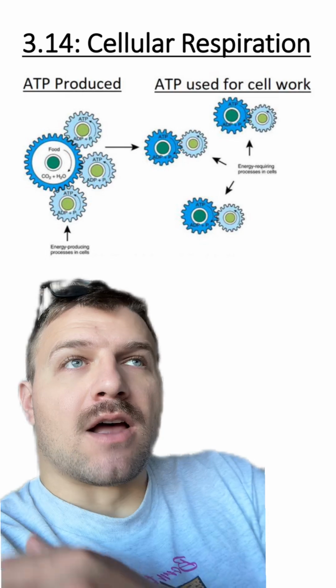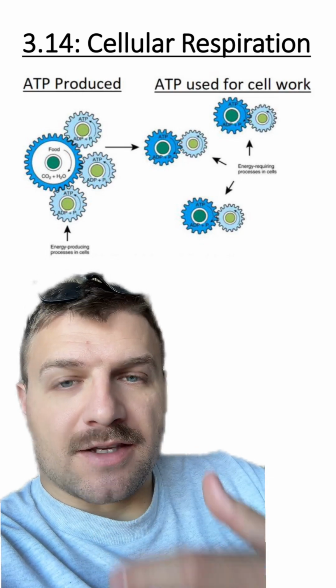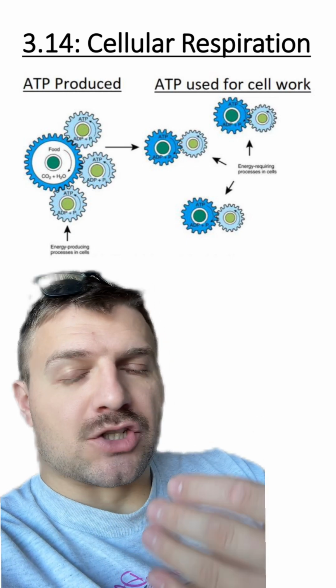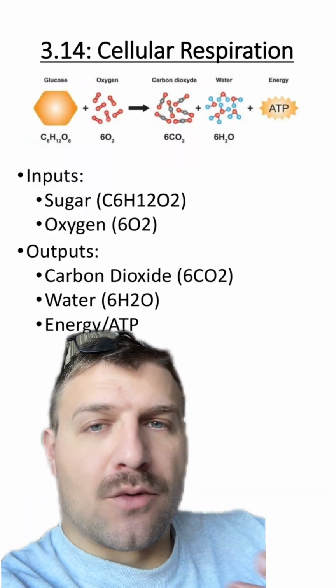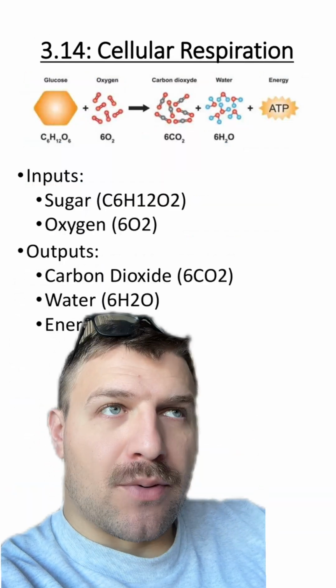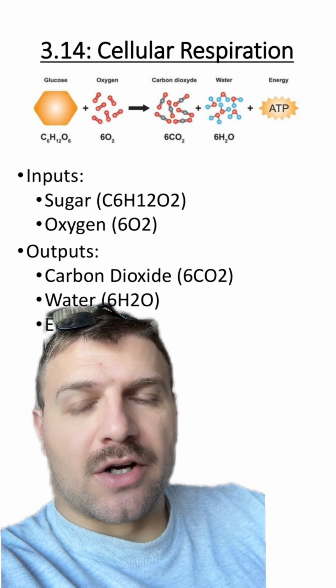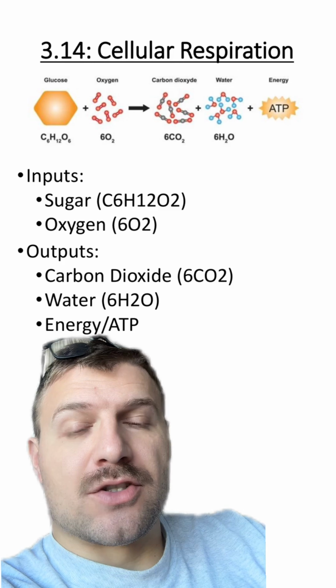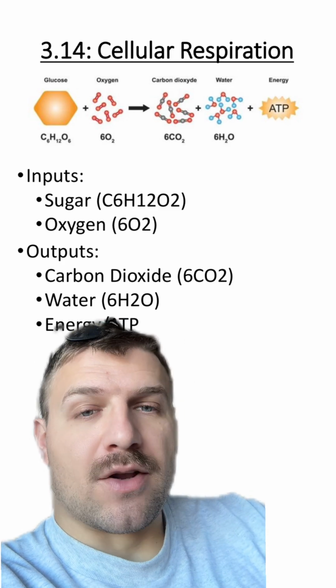So there is a lot of energy transfer within these processes, and these gears kind of show what that transfer of energy looks like. Now, like I said before, the photosynthetic outputs of sugar and oxygen are going to be the inputs of cellular respiration, while the outputs here are going to be the inputs of photosynthesis.